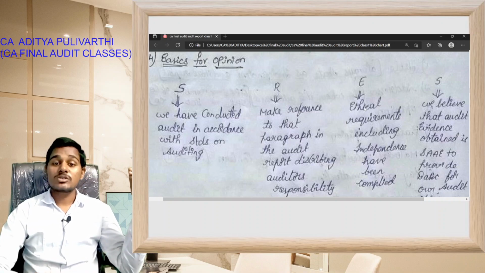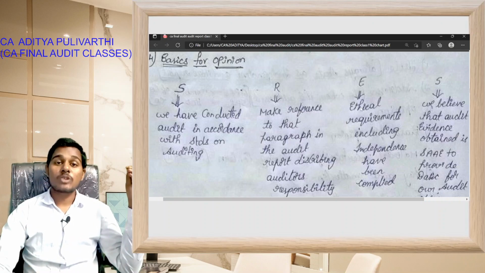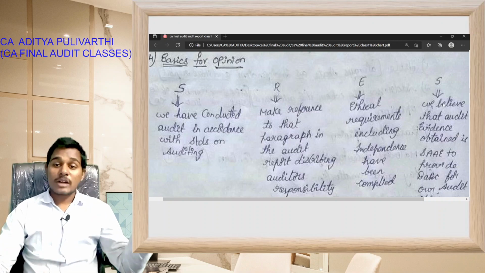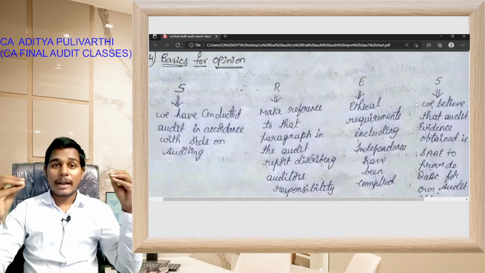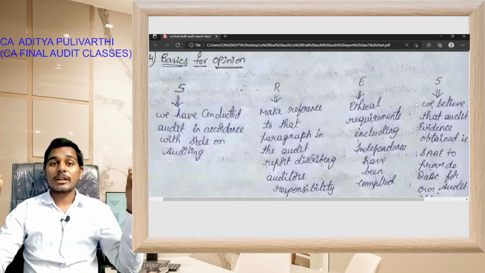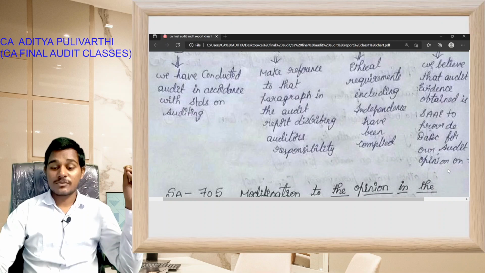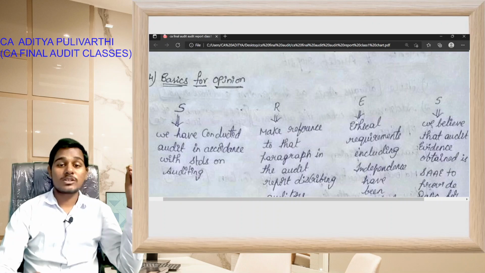Next, the auditor should specify that he has conducted the audit in accordance with ethical requirements including independence, and that he has complied with the ethical requirements issued by the ICAI while conducting the audit. Next, the auditor should also specify that we believe the audit evidence obtained is sufficient and appropriate to provide a basis for the auditor's opinion. That is what is specified in this topic students. In the basis for opinion paragraph, we have to specify these 4 points.